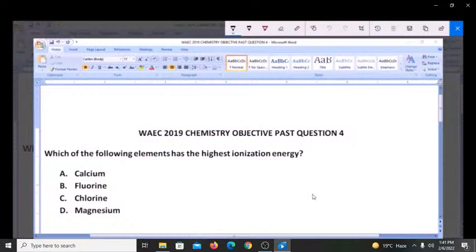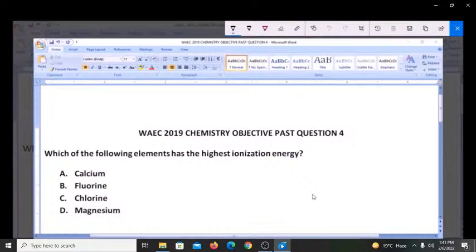Now, ionization energy is one of the properties or characteristics that elements or atoms on the periodic table exhibit, and ionization energy refers to the amount of energy required to remove an electron from each atom in a mole of gaseous atoms, producing 1 mole of gaseous ions with positive charge.